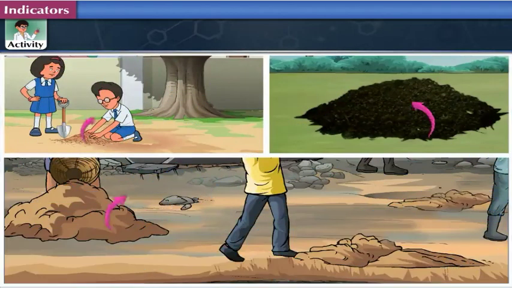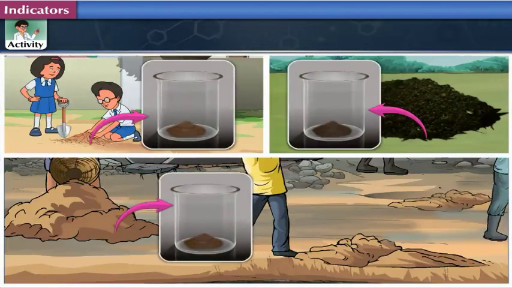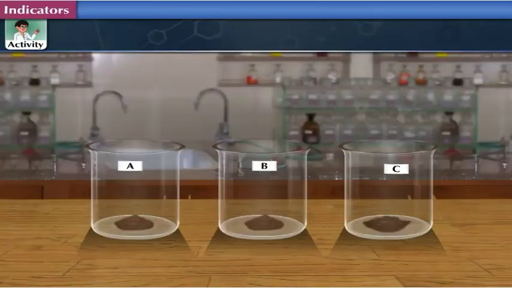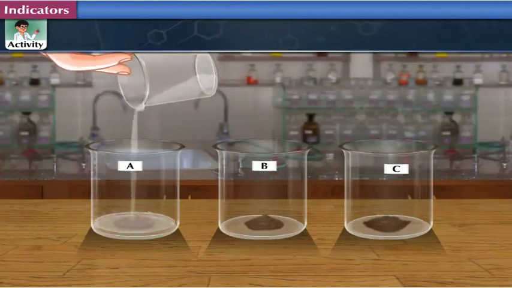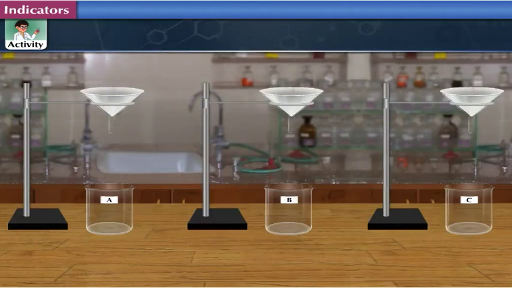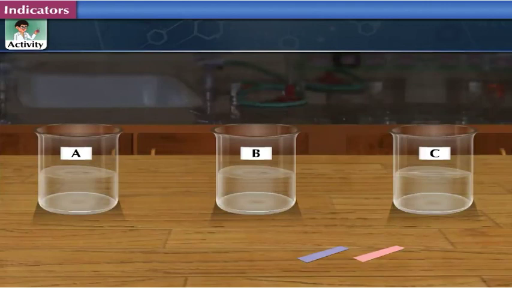Now let us collect 3 soil samples from our surroundings in 3 different beakers labeled as A, B, and C and find out whether they are acidic, basic, or neutral. Let us first add some water in each of these beakers and mix properly. Filter each sample through the filter paper and collect the filtrate. Now test the filtrate in each of these beakers using blue and red litmus papers.